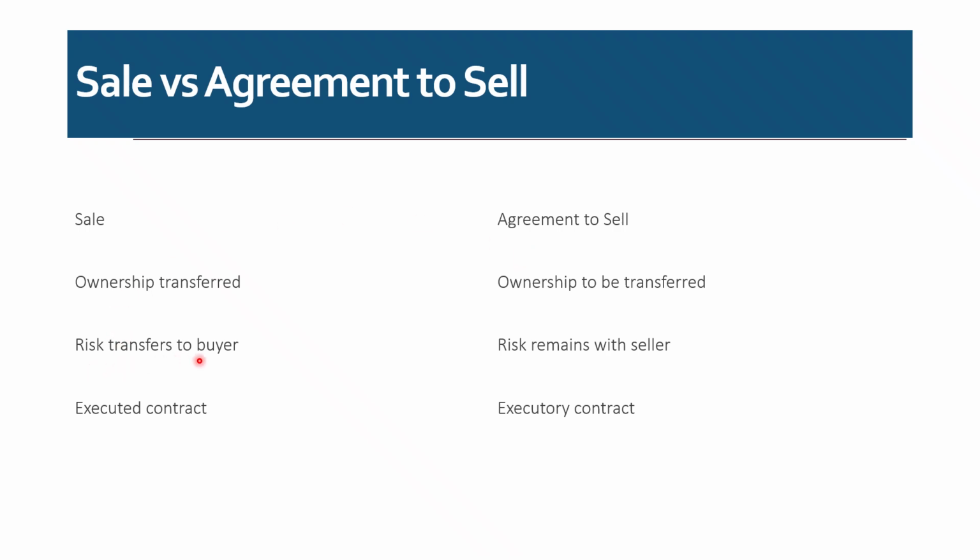Next one is the risk. In sale, the buyer bears the risk. In an agreement to sell, the seller bears the risk. Coming on to the nature, sale is executed and agreement to sell is executory. This concept helps determine who bears loss if goods are damaged or stolen. If it is a sale, then it is the buyer, and if it is an agreement to sell, then it is the seller.